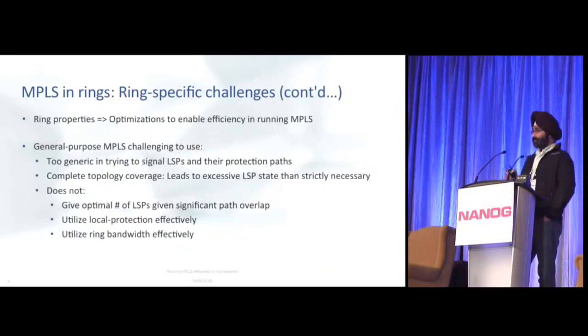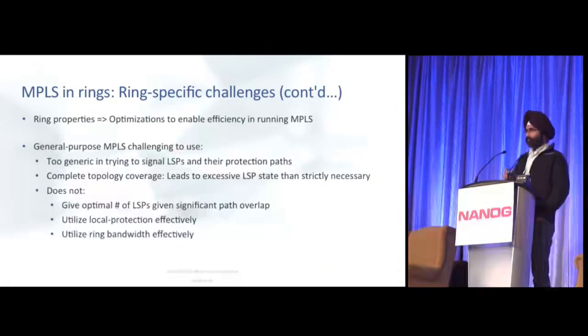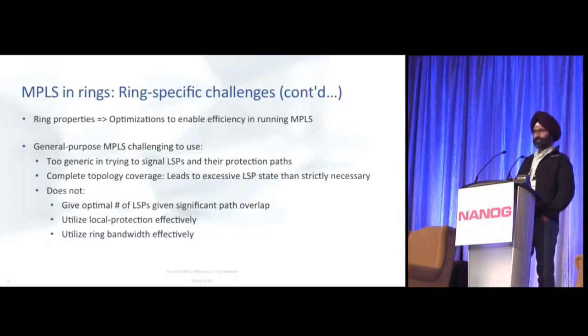So in essence, what we are really saying is the properties of a ring make general purpose MPLS not very suitable for running in the rings. And that's probably the reason why MPLS and rings haven't gone together very much so far. So basically what we need is to be able to set up the optimal number of LSPs in the ring so that local protection is utilized efficiently and the ring bandwidth is utilized efficiently.